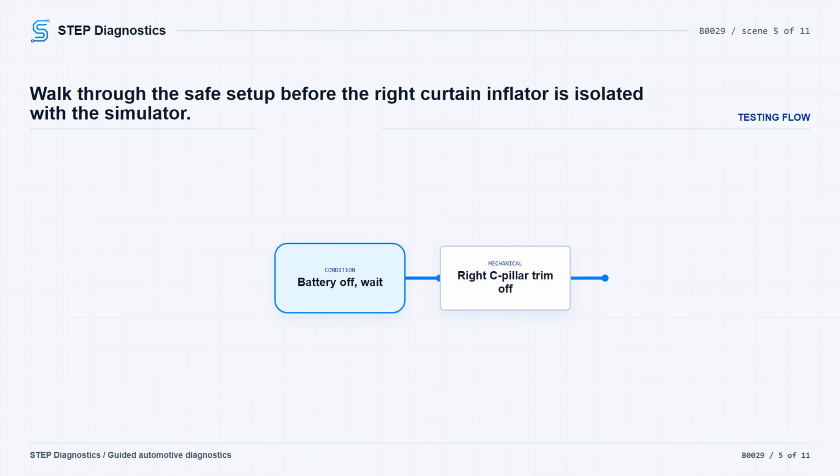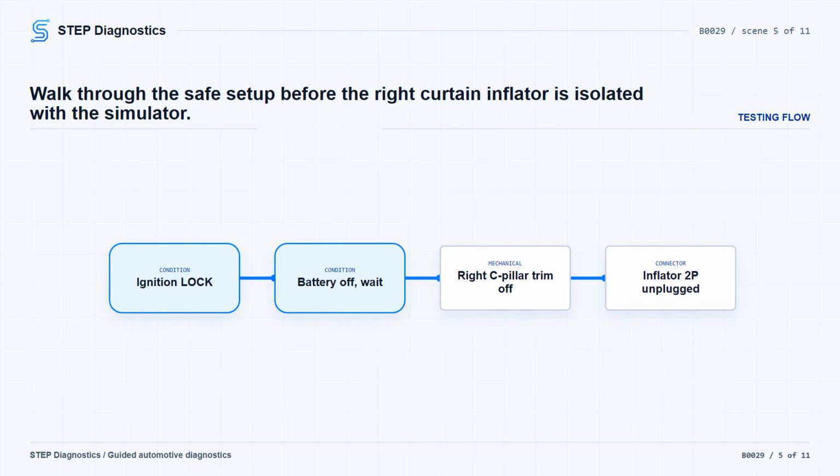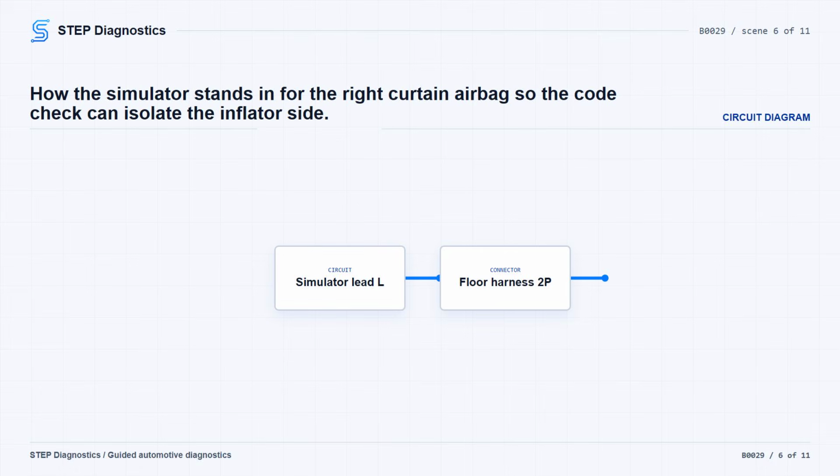Next, turn the ignition switch to LOCK (0). Disconnect the negative battery cable and wait at least 3 minutes. Remove the right side C-pillar trim, then disconnect the right side curtain airbag inflator 2P connector on the floor wire harness. Connect the terminals of SRS simulator lead L to the SRS inflator simulator with the 2 ohm connectors. Then connect SRS simulator lead L to the right side curtain airbag inflator 2P connector on the floor wire harness.